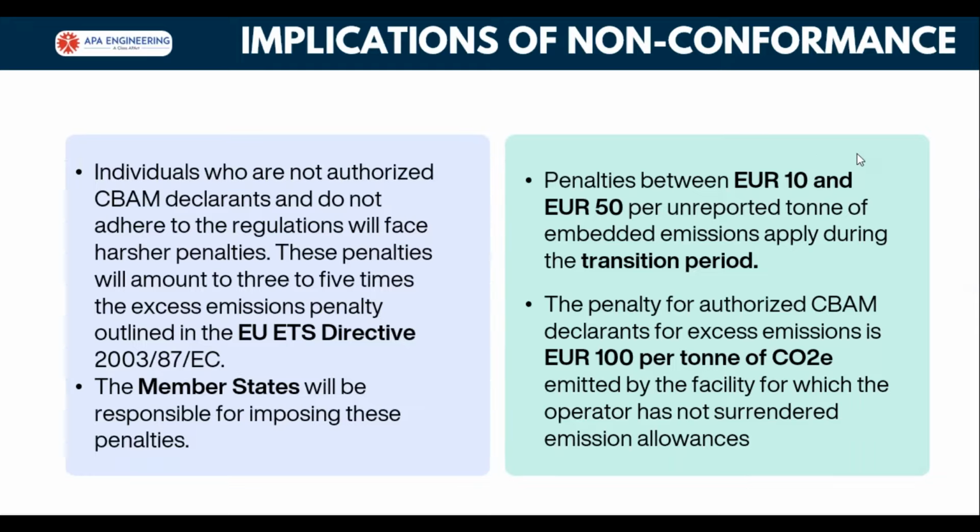Though we are in the transition phase, there are some considerations for non-conformance to CBAM regulations. If we are not submitting CBAM regulatory reports on time, I think we will face penalties between 10 and 50 euros for 1 ton of embedded emissions during the transition period. And you can also be penalized for excess emissions. The main objective of CBAM is to make sure that there is no carbon leakage. So if you give goods which are increasing in emissions, then you will be penalized 100 euros per ton of carbon dioxide equivalent. All the penalties will be decided by the member states. So though we are in the transition phase, the penalty is still applicable. Though there is no financial adjustment, the penalty alone is applicable right now. Moving over.